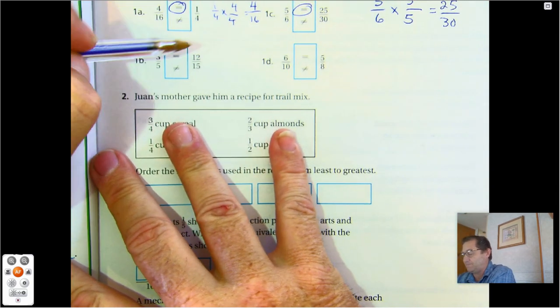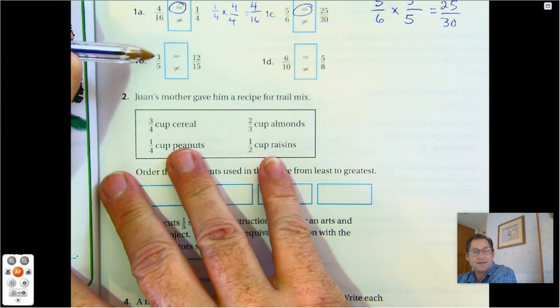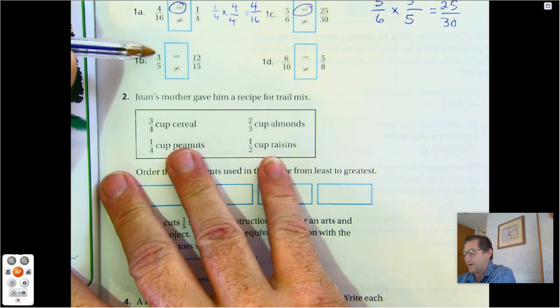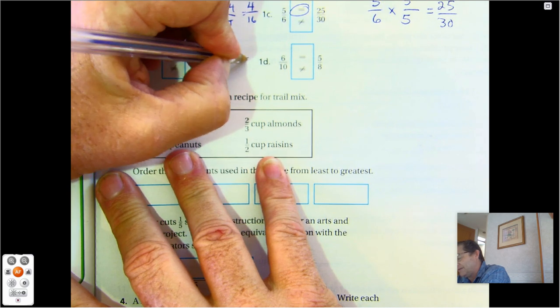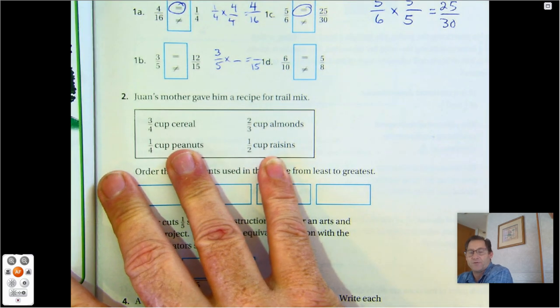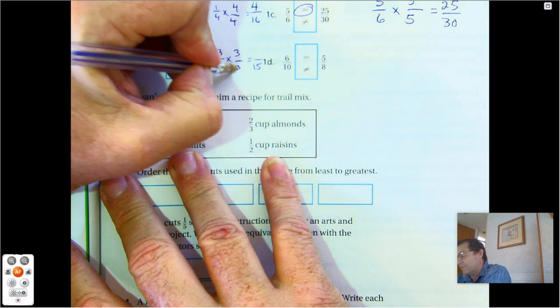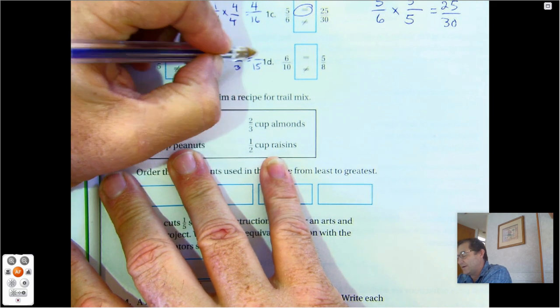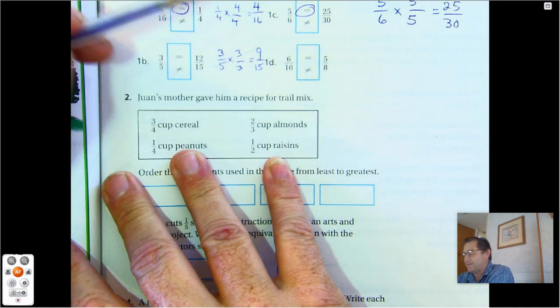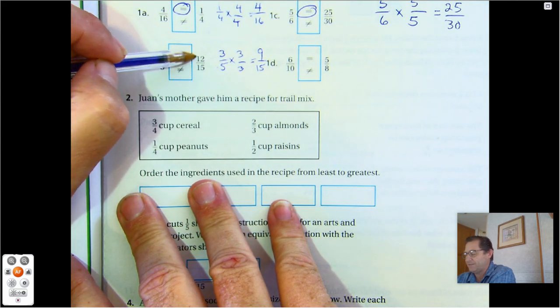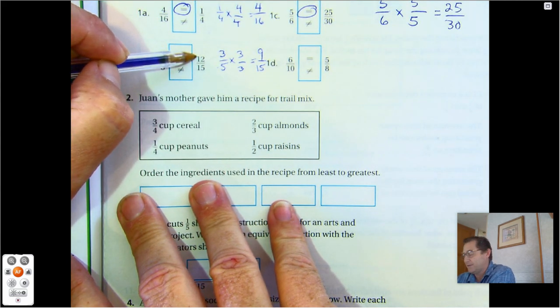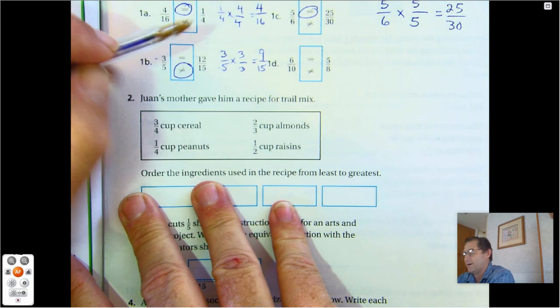3/5 is prime. 3 is not a factor of 5. 5 is not a factor of 3. So can I multiply 3/5 by something to get 15ths? Yeah, 3. 3 over 3. 3 times 5 is 15. 3 times 3 is 9. So 9/15 is equivalent to 3/5, but 9/15 is not the same as 12/15. So these two are not equal.